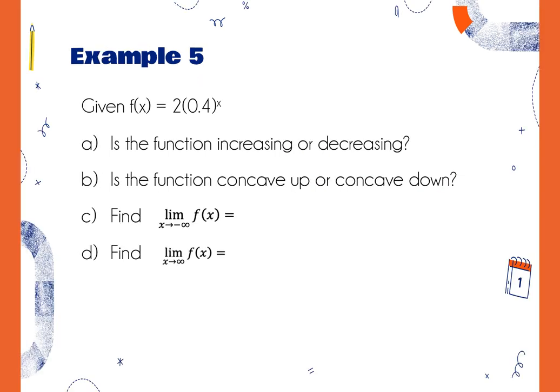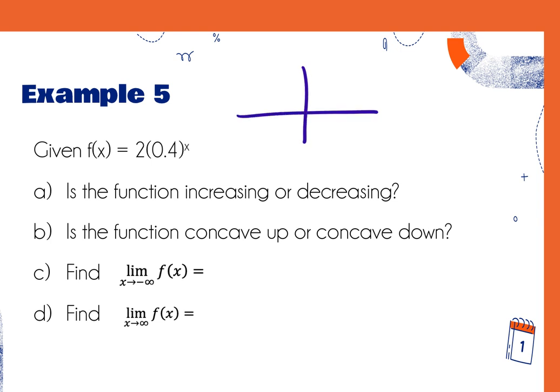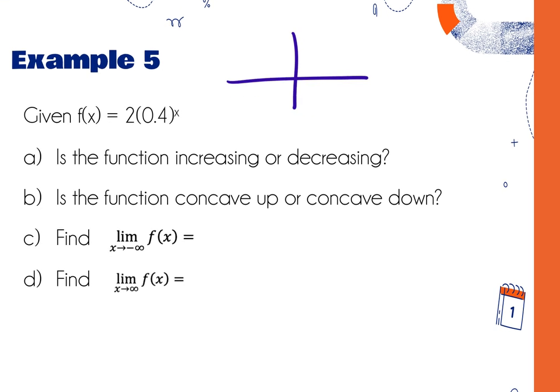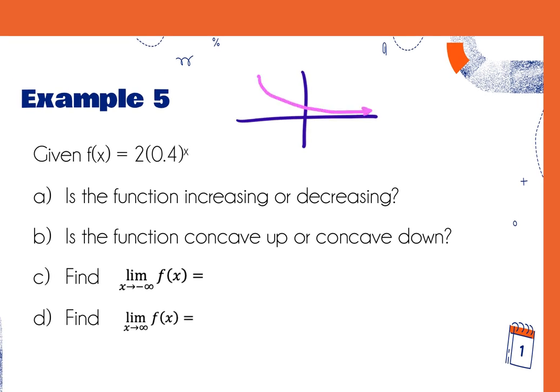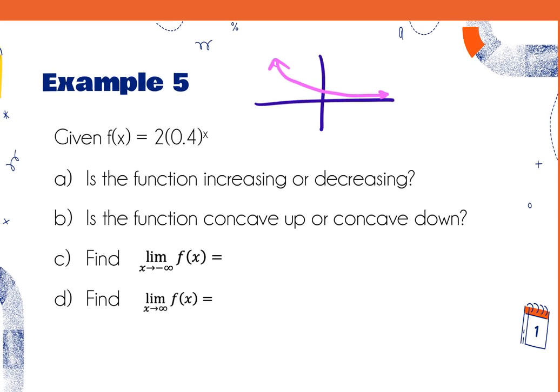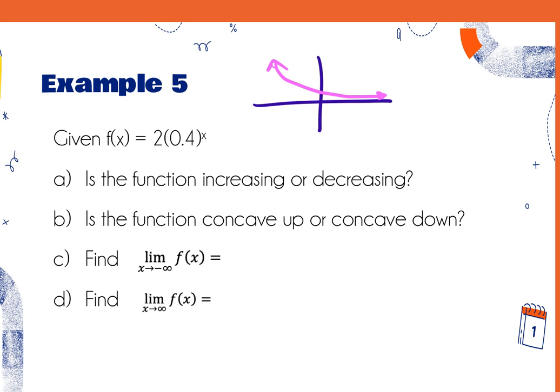All right. Last one like this. 2 times 0.4 to the x. Okay, so the 0.4 is now your base. What's that causing? It's exponential decay. Good. So as I'm going from left to right, my graph is falling. Increasing or decreasing? Decreasing. Concave up or concave down? Concave up. What's happening as it's going to negative infinity? Infinity. And as it goes to positive infinity? 0. Good.